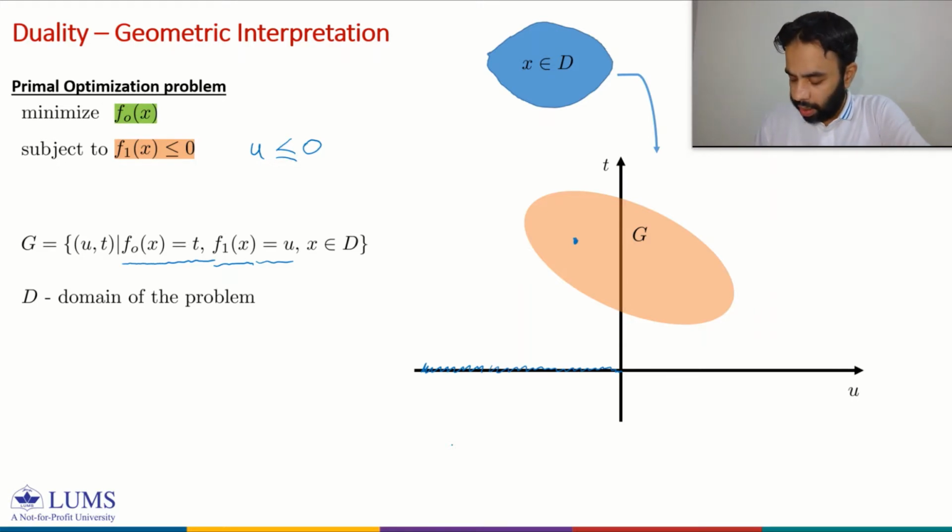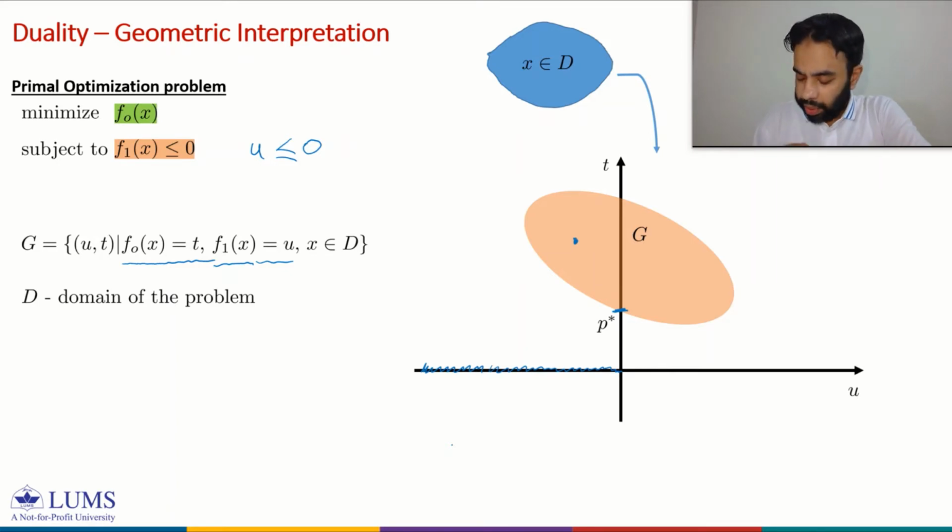And you can see here that p star is, in this case, when u is equal to 0, and p star is given by this value. So we minimize along this t axis, and we have this value, which is p star. So let's denote this point with p star. This is a geometric interpretation of the primal optimization problem.